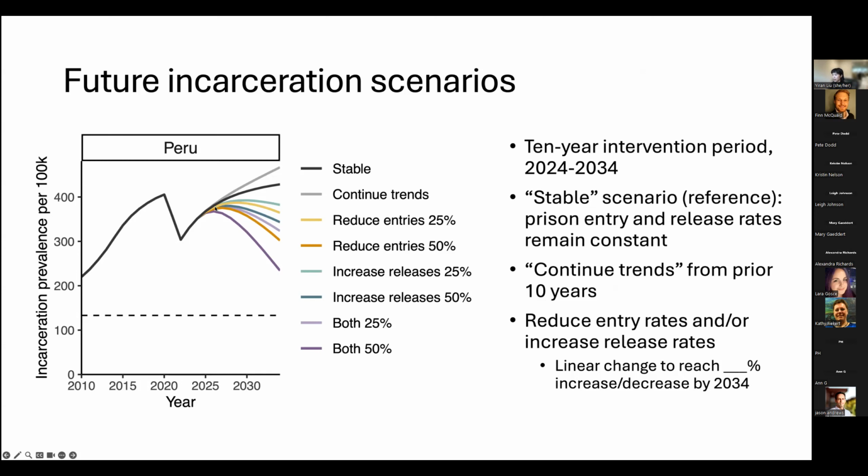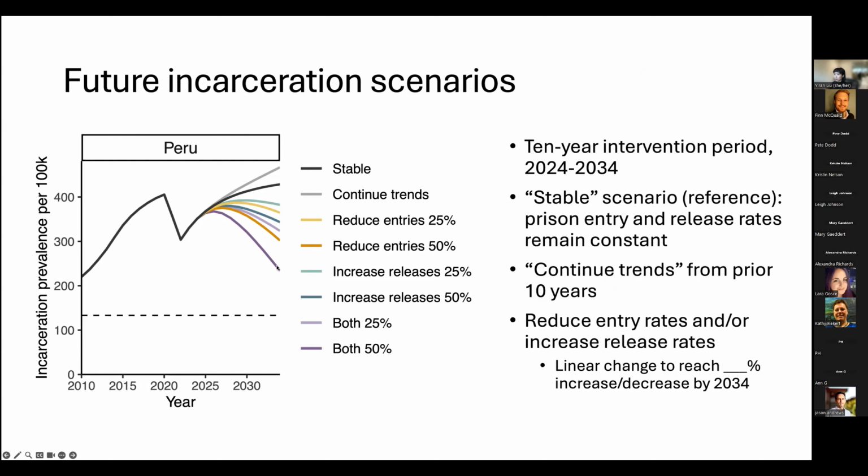We then had a continuing trend scenario where we essentially assumed the same relative change in prison entry and release rates over the intervention period as we saw over the prior 10 years. And then finally, we simulated a number of decarceration scenarios where a reduction in incarceration prevalence was achieved by either reducing entry rates and or increasing release rates. For each of these, we implemented linear changes over time in order to reach a goal of 25% or 50% by the end of the period, by 2034.